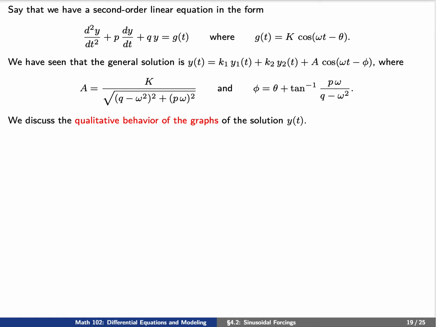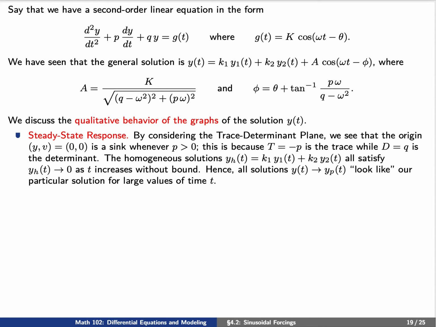We have four different aspects we'd like to discuss. First is the idea of steady state response. By looking at the trace determinant plane, we see that the origin is a sink whenever p is positive. This is because our trace is negative p and our determinant is q. So this means that all homogeneous solutions for our second order equation, y sub h, must tend to 0 as time increases without bound. This means that all of our solutions y of t look like our particular solution, namely a cosine omega t minus phi for large times t.